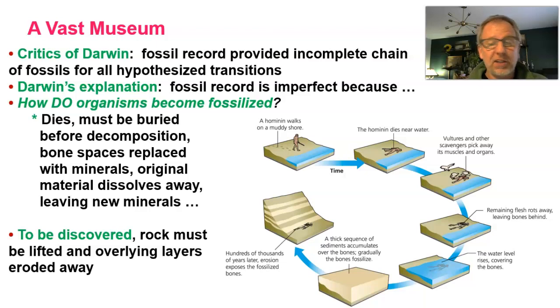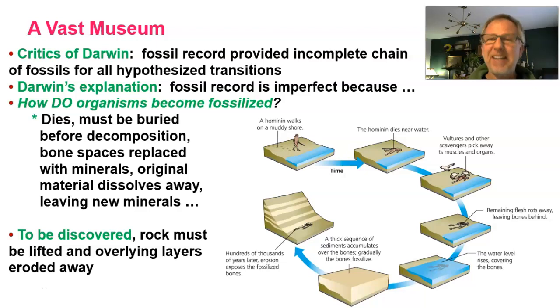Now, in order to be discovered, the rocks have to be lifted up from lower layers, and the overlying layers need to be eroded away from water or wind so that we can then see the fossils that formed long ago. So we have to be pretty lucky, it's the bottom line, to happen to find a fossil when it just happens to be revealed from erosion and uplift, and to find that fossil before it's destroyed by the elements.